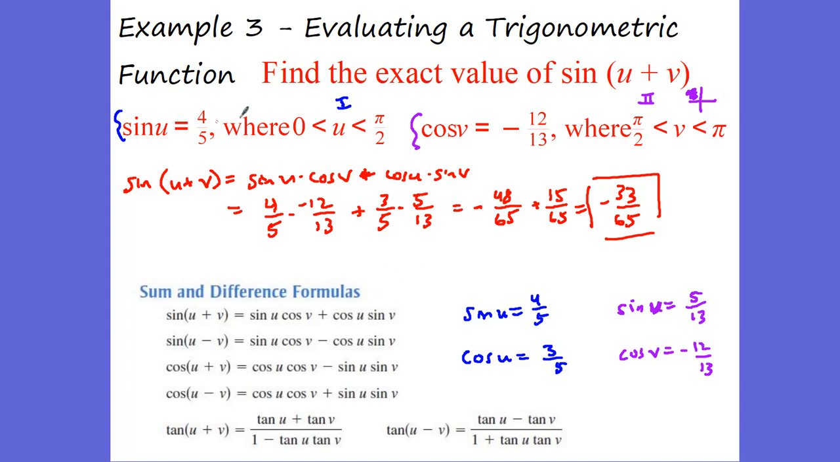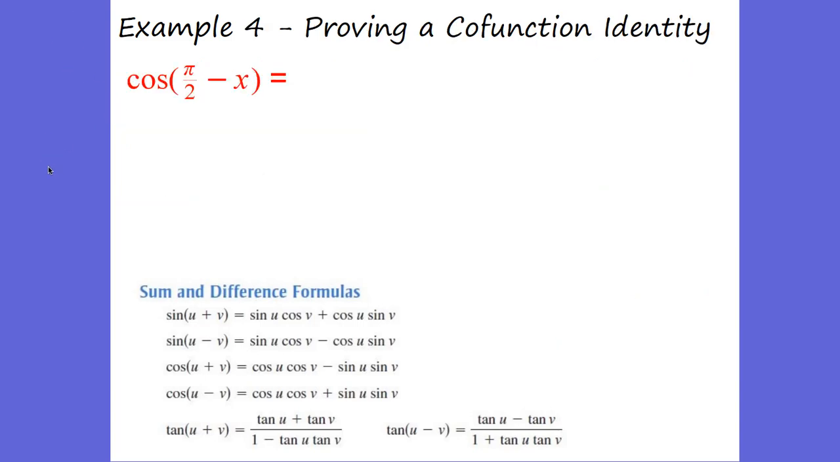Okay, so when you're finding these exact values with these special triangles, make sure you develop what sine of u is, what cosine of u is, what sine of v is, what cosine of v is before you ever begin, and it makes it a whole heck of a lot easier. Next, we're going to prove what we call a cofunction identity. We did these on the first, actually maybe the second video of what the cofunction identities are, but we can prove it using this sum and difference formula.